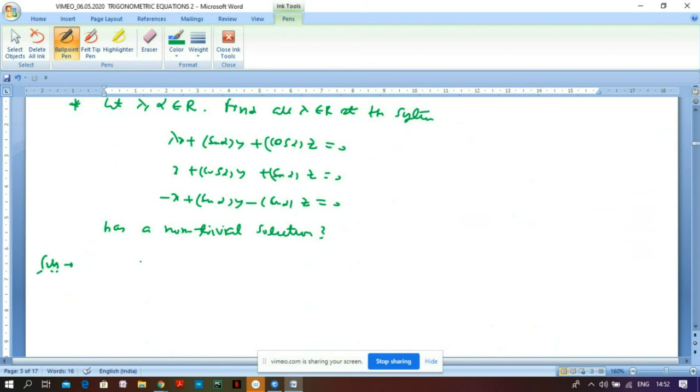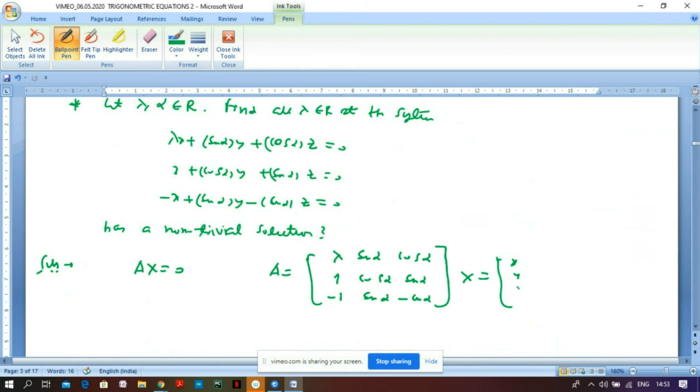So first write the system as Ax equal to 0. I told you previously that A is just the coefficient matrix: lambda, sine of alpha, cos of alpha, then 1, cos of alpha and sine of alpha, and -1, sine alpha and minus cos of alpha. That is your A. Your x, as usual, is the column vector x, y, z. And this system of three linear equations, for which matrix theory gives an elegant method, reduces to Ax equal to 0. It is very brief and succinct; it captures the essence of all of it in just one catchy sentence, Ax equal to 0.